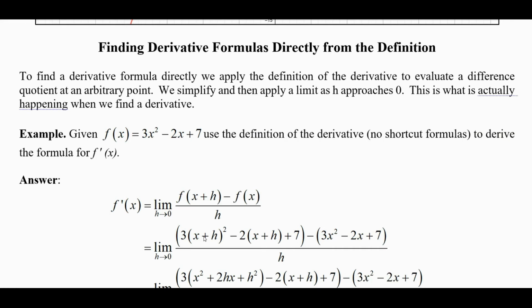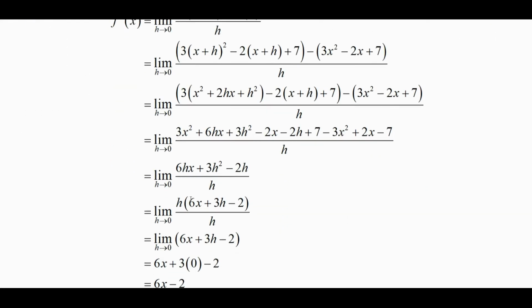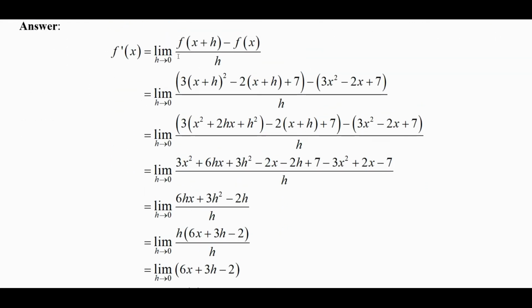Now, what we want to be able to do is find the formula for that derivative function if we have the formula for the original function. And what we do there is we actually take a limit of a difference quotient. So if we have f of x equals 3x squared minus 2x plus 7, and we use the definition of the derivative directly, no shortcut formulas, to derive the formula for the derivative, then we apply it like this. f prime of x is the limit as h goes to 0 of f of x plus h minus f of x over h.